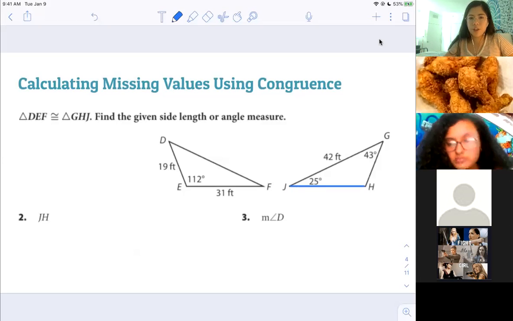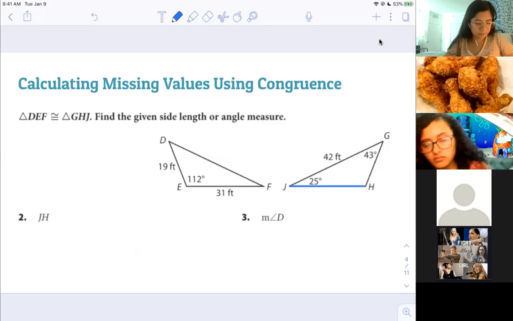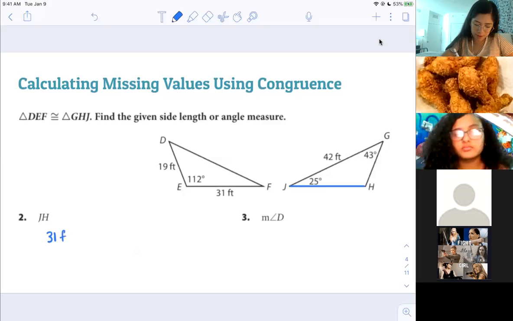As you're finishing copying it down, what is the measurement of side length JH? 31 feet. 31 feet. Perfect.